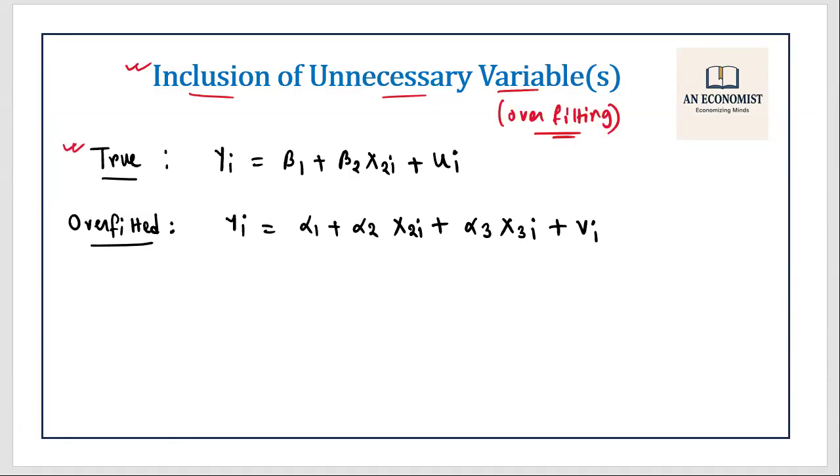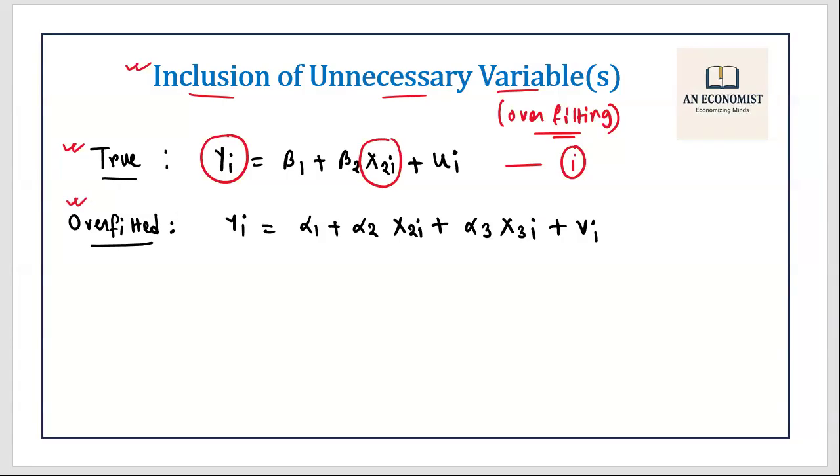Now let us look at the models that we are using. The true model looks like this: yi equals beta 1 plus beta 2 x2i plus ui. Let me call it model number 1. Here, as you can see, you have only one outcome variable and only one explanatory variable in your model. So the true model is this. As a researcher, as an econometrician, you should go with this kind of model in your particular situation.